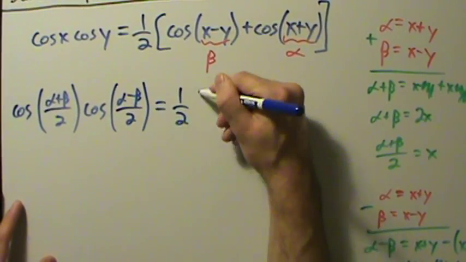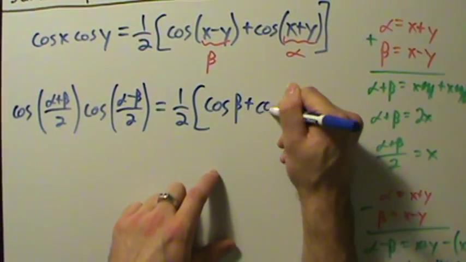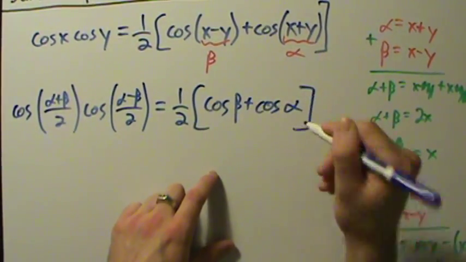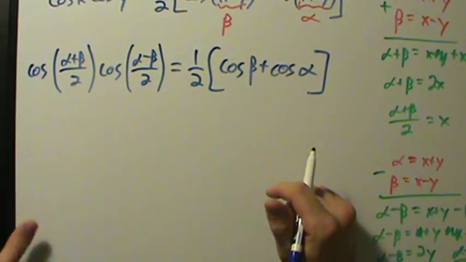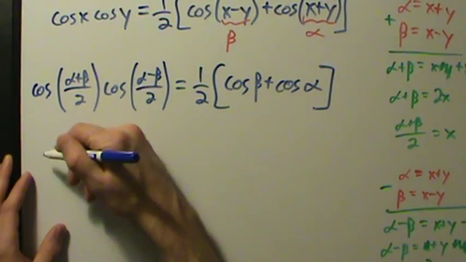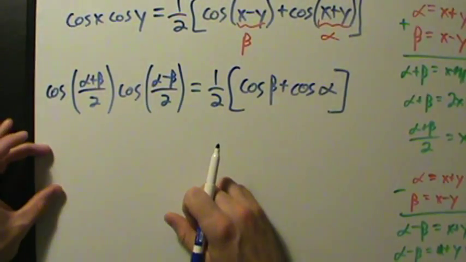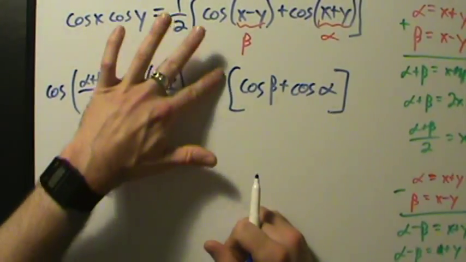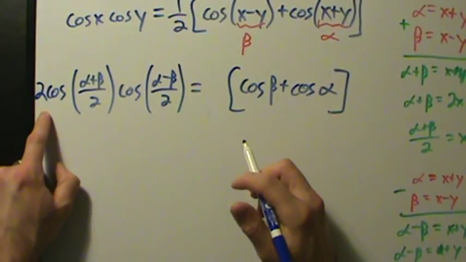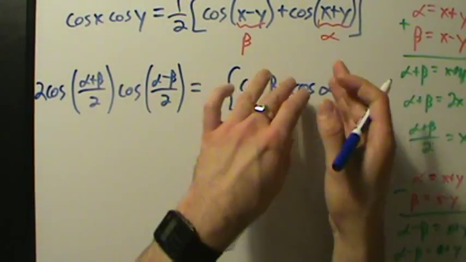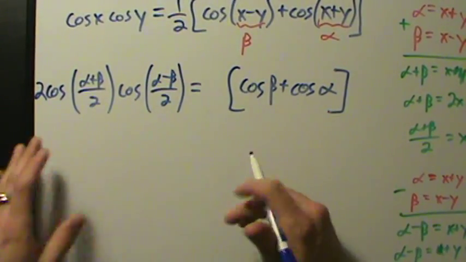Equals 1/2 times, what do we have here? Cosine of beta plus cosine of alpha. Now it's actually sort of customary to write the alpha part first, so first let's do a few things at once. Let's multiply everything by 2. If we multiply both sides by 2, then that 1/2 goes away, this 2 comes over here, and then let's write the right-hand side on the left. Remember, left side equals right side. It doesn't matter which side you put down first.